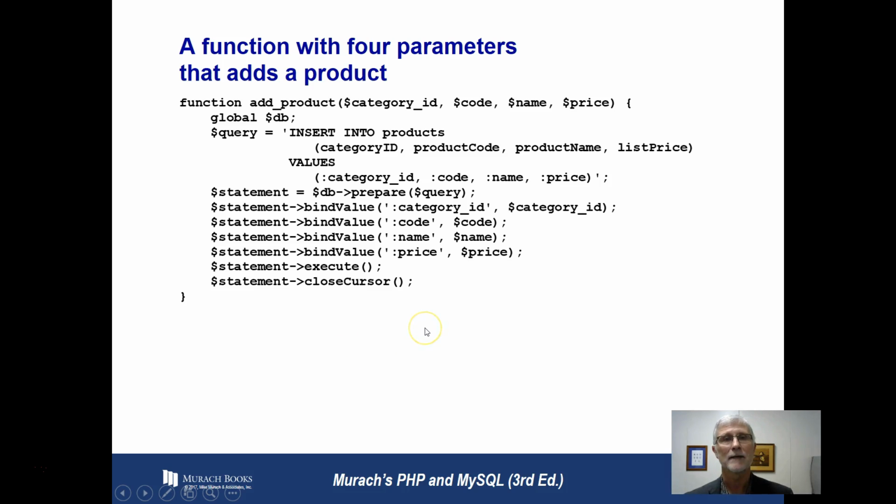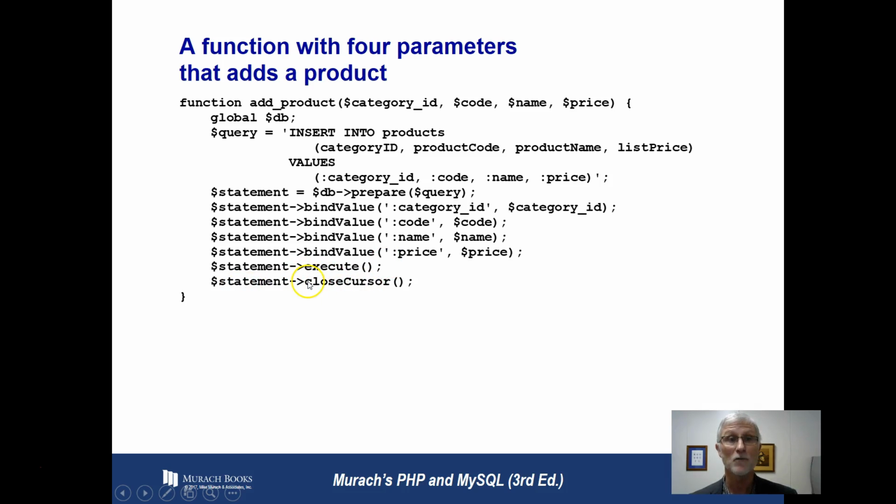Here's one that passes 4 parameters. You can see the same basic structure, but here each of the parameters, arguments, are separated by a comma. Again, a global variable, but just keep in mind that however I use this function, I've got to put them in these same exact sequence when I use this add product function.